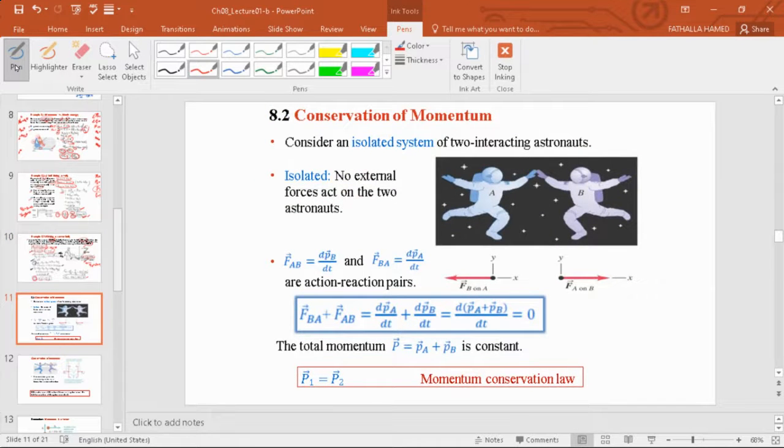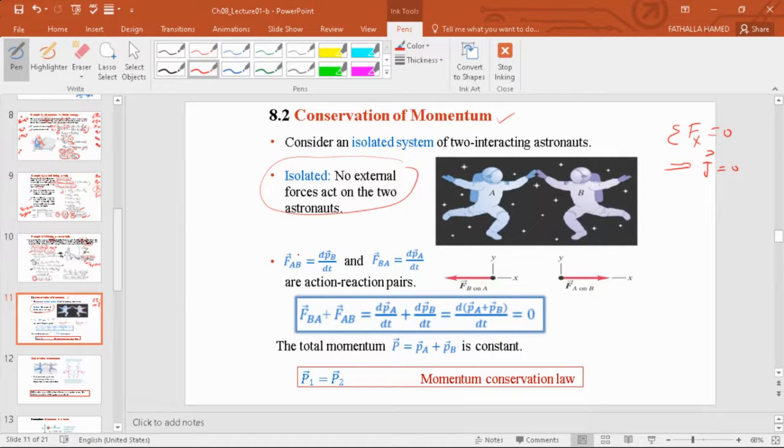Now, we'll deal with something here that we're going to call conservation of momentum, meaning that basically you have no external forces acting on the two, meaning that the summation of F will equal 0, meaning that you don't have an impulse, which will equal 0. So you have a situation here, 2 astronauts in space, they can push on one another.